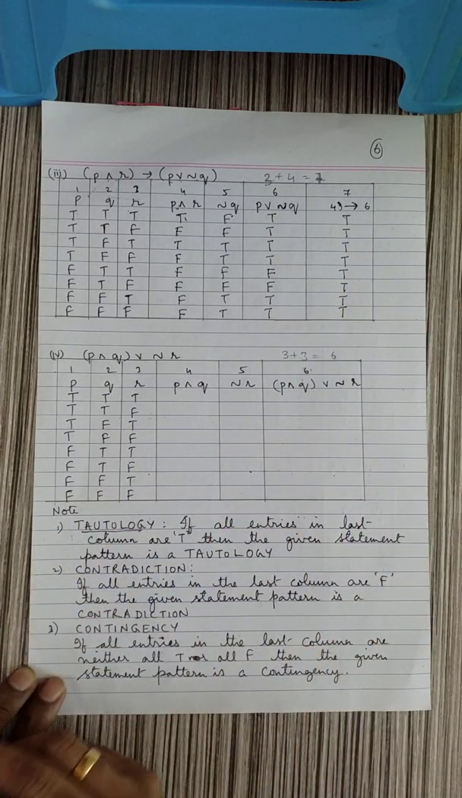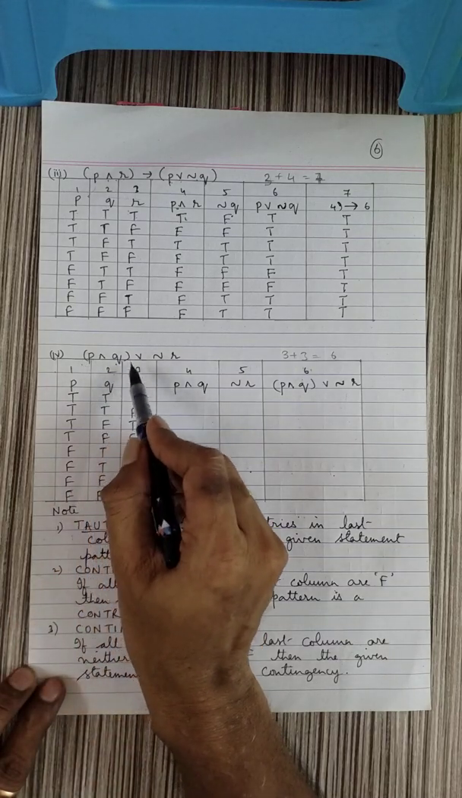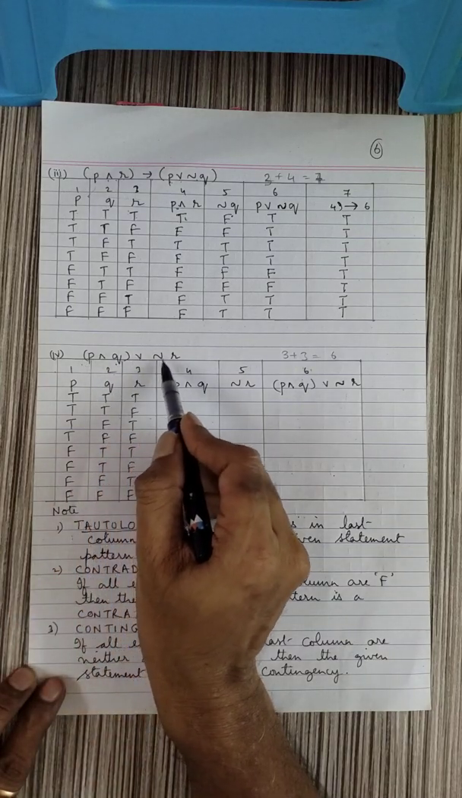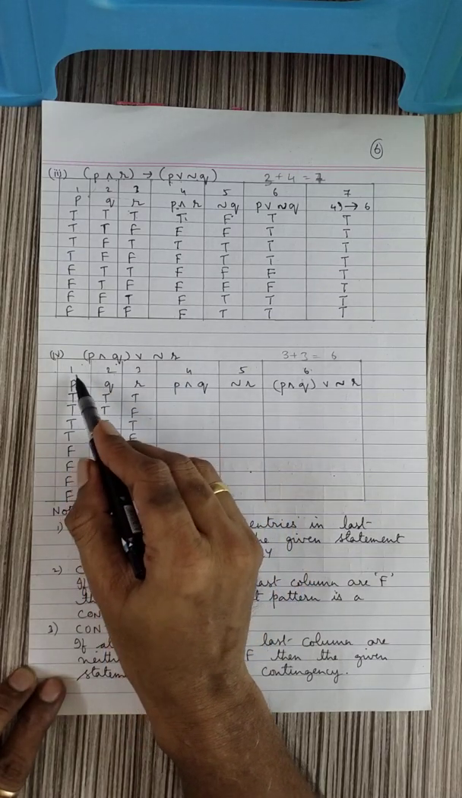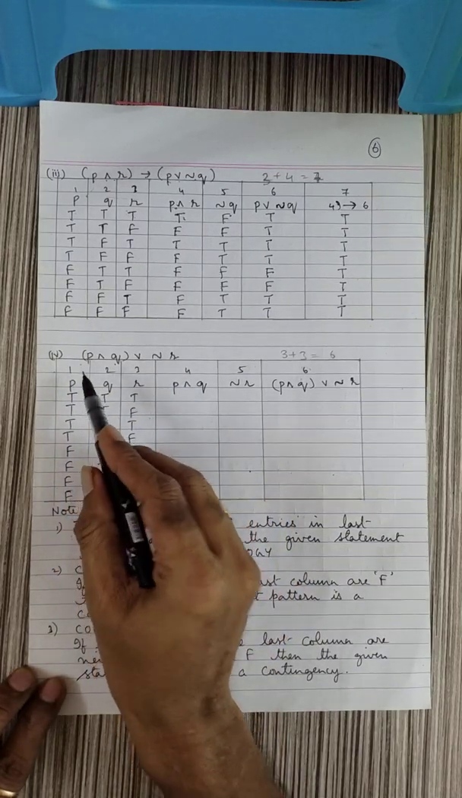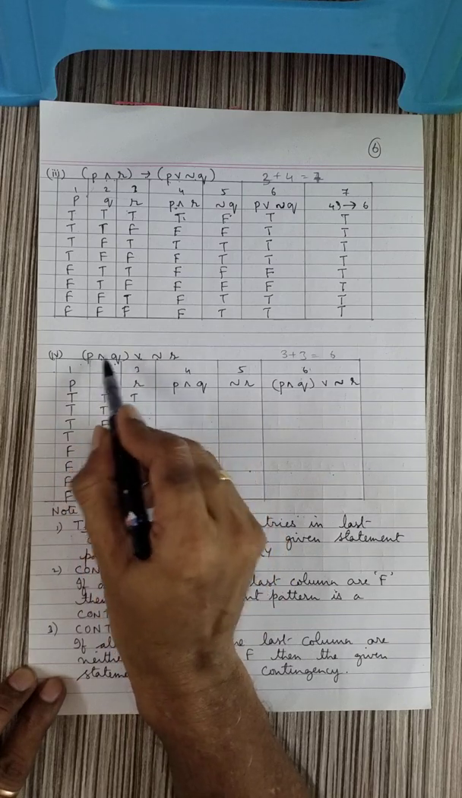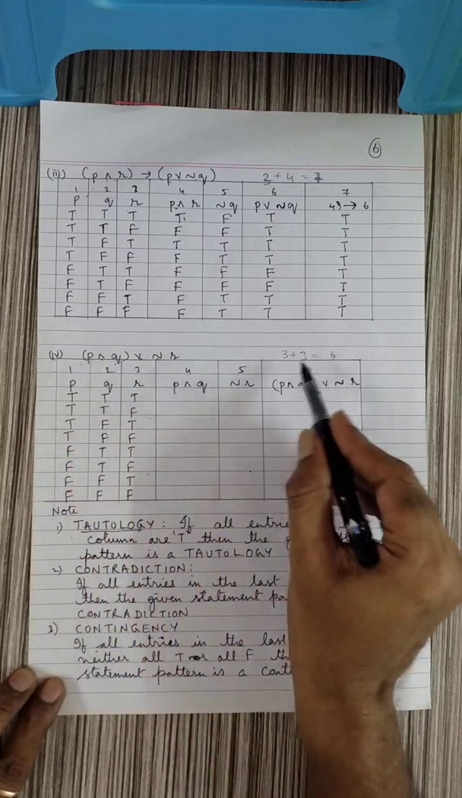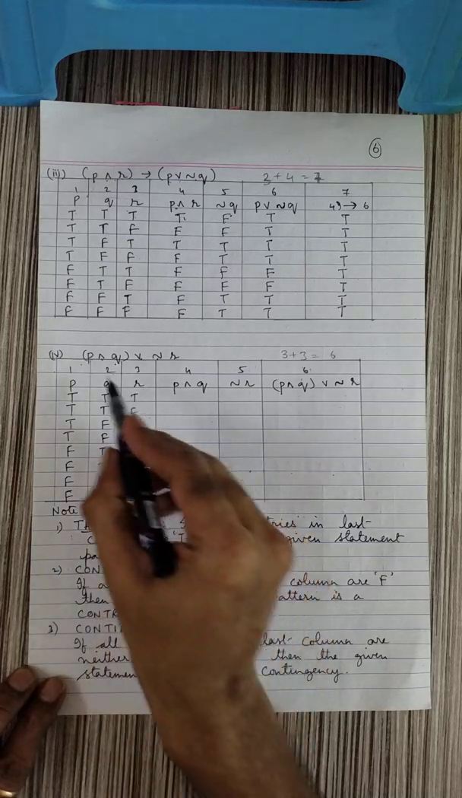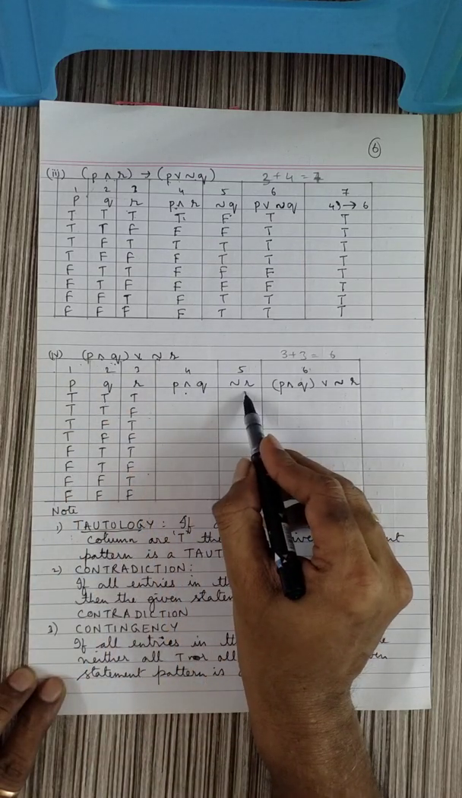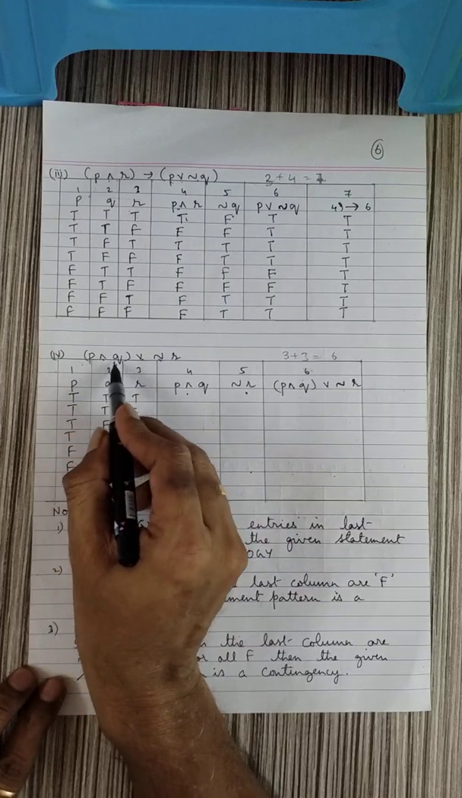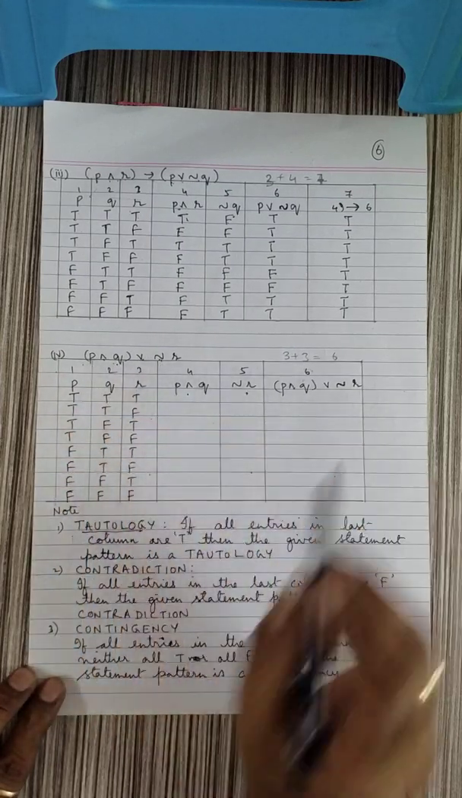Then one more example we are going to take: (P and Q) or negation of R. Again there are three statements, so ultimately there are 8 rows, and if you count the operators 1, 2, 3 and 3 statements, that means 6. So there are 6 columns. P and Q will be the first column, negation of R will be the 5th column, and the final thing will be P and Q or negation of R.